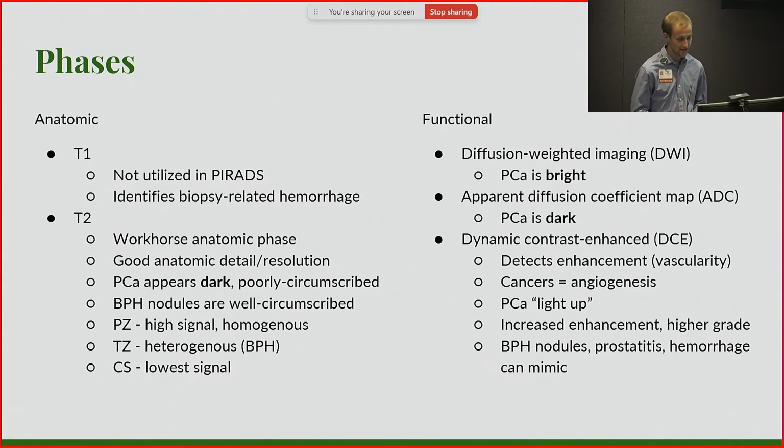There's also a contrast-enhanced phase where they give gadolinium contrast, and it can detect enhancement. Just like many cancers, prostate cancer has angiogenesis, neovascularity, that helps determine whether or not it may be a cancer, and these typically light up. What we'll see in the PI-RADS scale is it's not the sole determiner, but it can help upstage if something does have enhancement.